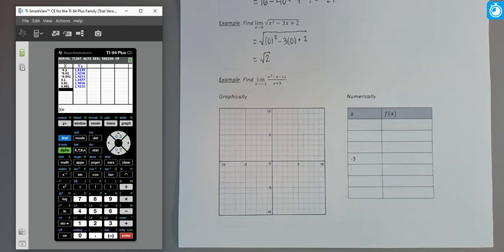So as soon as there's a denominator, there is a risk for division by 0, which means something very specific algebraically and also very specific graphically. So let's see what happens in a situation like that from an algebraic standpoint.